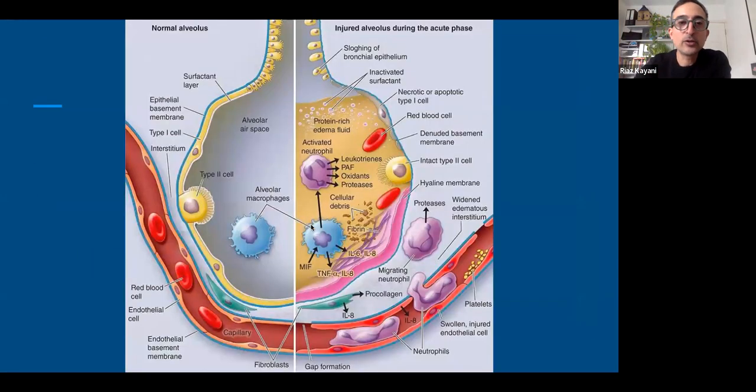And again, this is not the sort of thing you have to remember, but this is a demonstration of all the processes going on, everything from sloughing of the epithelium, neutrophil infiltration, cytokine release, fibrin deposition, and proteases going crazy. You break down the hyaline membrane. All those processes are going on acutely in the lung, which are producing the inflammation that we're seeing, and then the after effects of that later on.